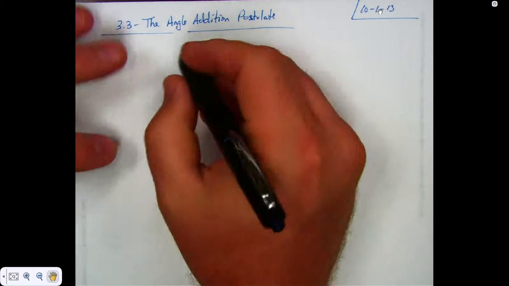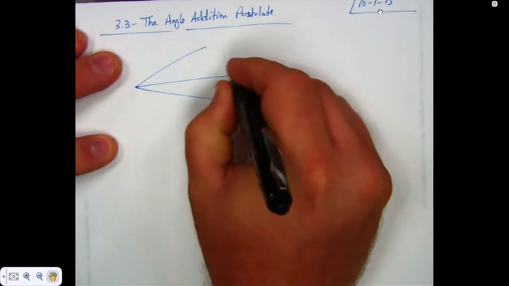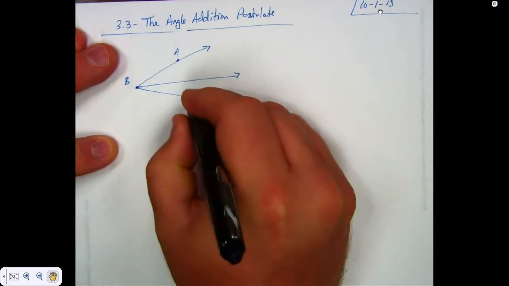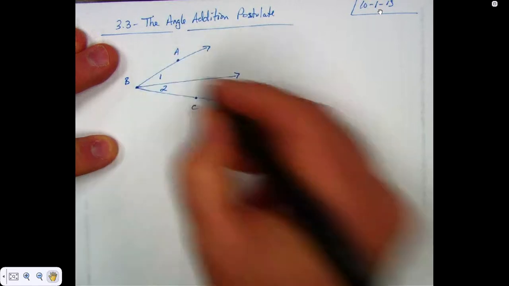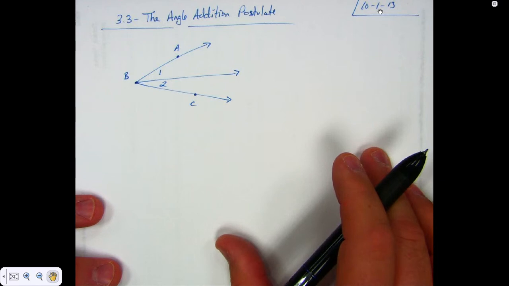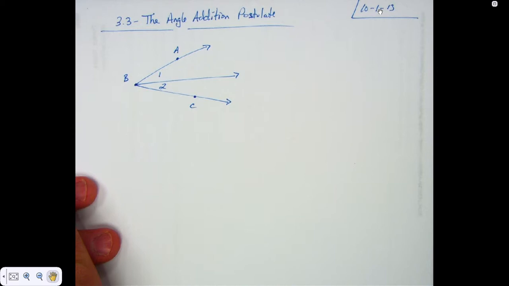Okay. The angle addition postulate basically says this. Call this angle 1 and angle 2. If you knew nothing about it, and just went by the words in the postulate, what would you think that would mean? Add them up. Measure the angles up, maybe something like that?